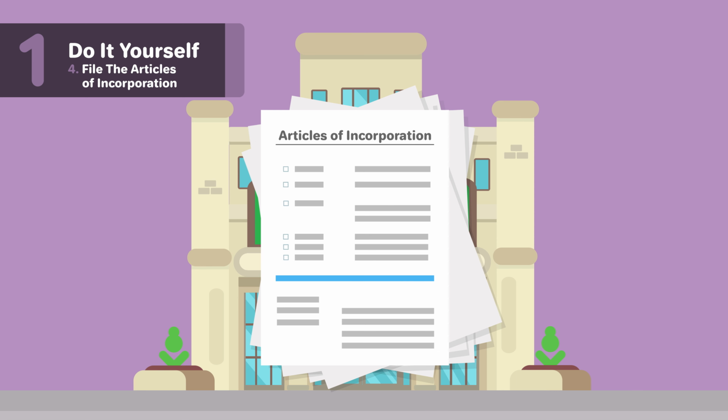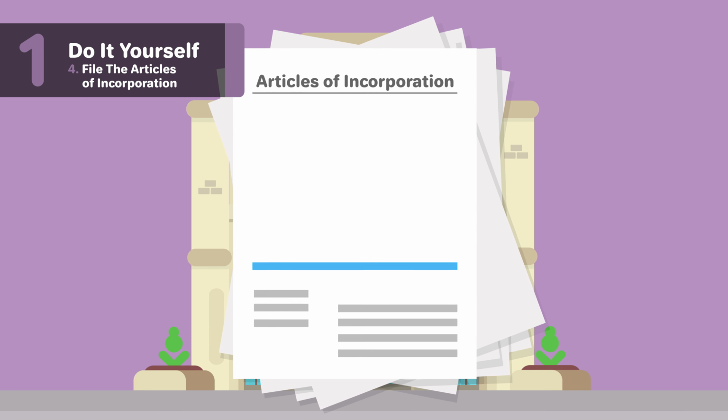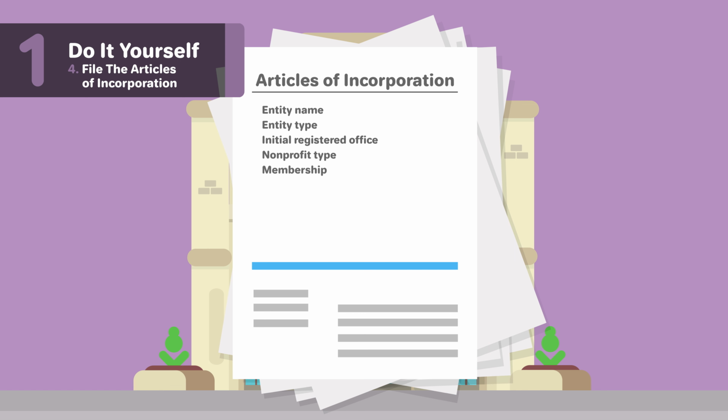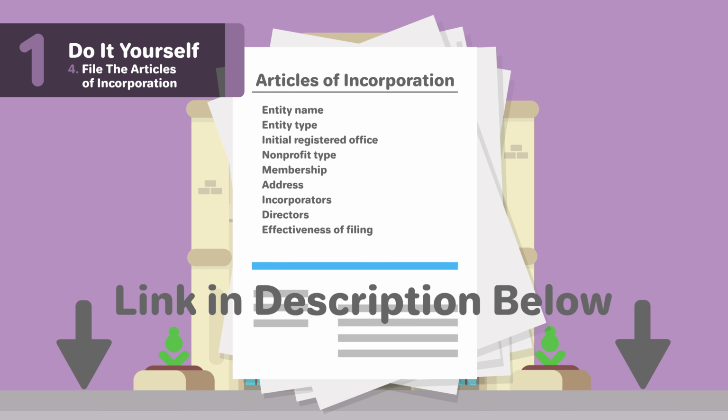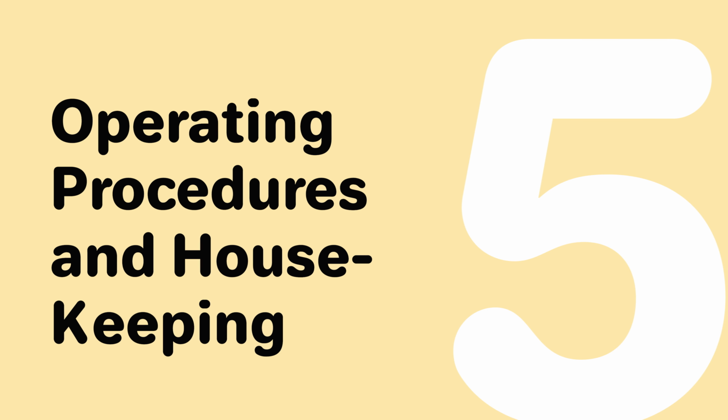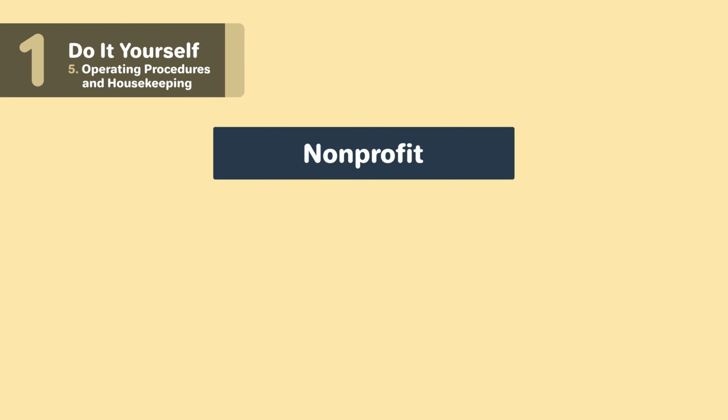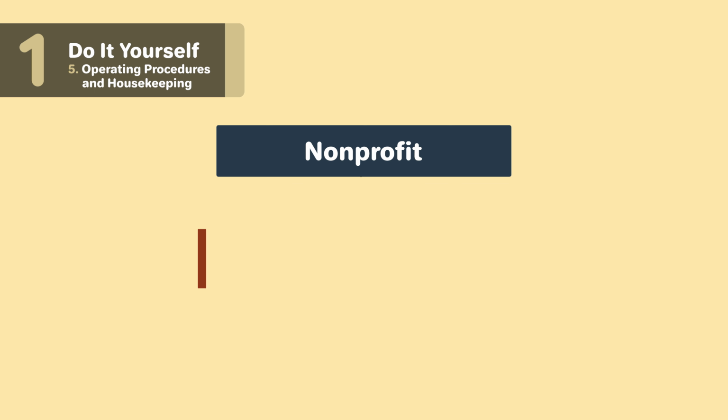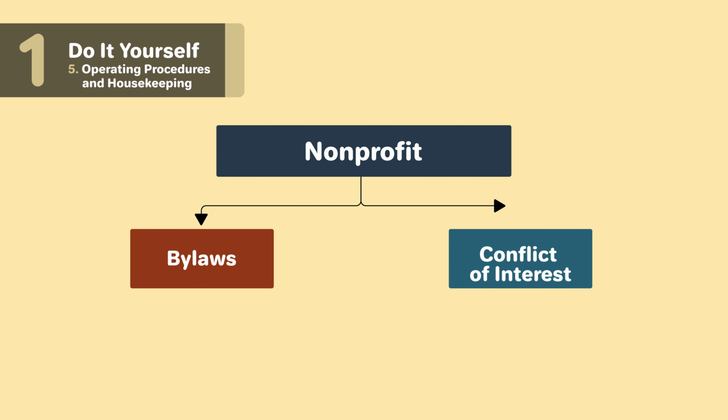Some possible information in the Articles of Incorporation you may have to include is entity name and type, initial registered office, nonprofit type, membership, address, incorporators, directors, and effectiveness of filing. For more information on the sections of South Carolina's Articles of Incorporation, check out our page linked below. 5. Operating procedures and housekeeping. Once your nonprofit corporation has been formed, you'll want to start getting the structure of it together and determine how your nonprofit will be run, starting with the bylaws and conflict of interest policy.